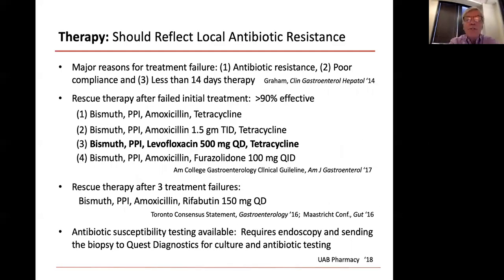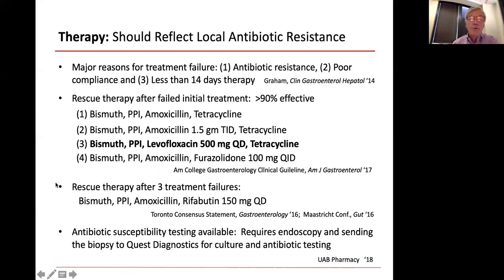The major reasons for treatment failure are, first, antibiotic resistance, and second, poor compliance. And by poor compliance, it means often not taking the prescribed number of antibiotics per day, or less than 14 days. Rescue therapy after a failed initial treatment is usually 90% effective if the individual is compliant with their therapy.